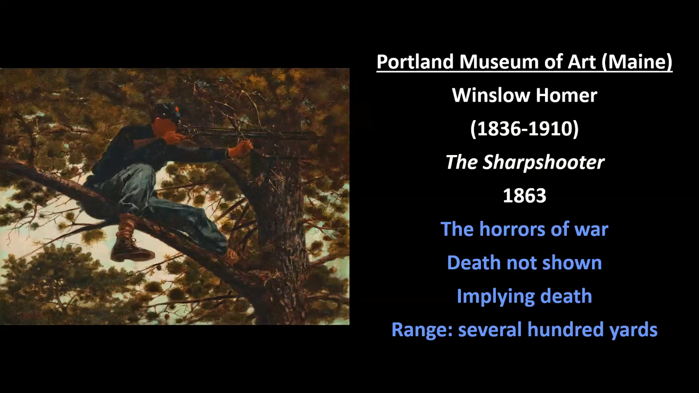So this particular gentleman, they had these sharpshooters on both sides, north and south. He's up in a tree and he's waiting for someone to get in his range, and then he'll pull the trigger, and then that will be the end of that. So he's kind of here implying death, showing this, but not actually directly to us. And these sharpshooters or snipers were extremely dangerous during the war. The guns, even back then, had a range of several hundred yards, and so they were very deadly. So a very interesting choice of subject matter by Homer.